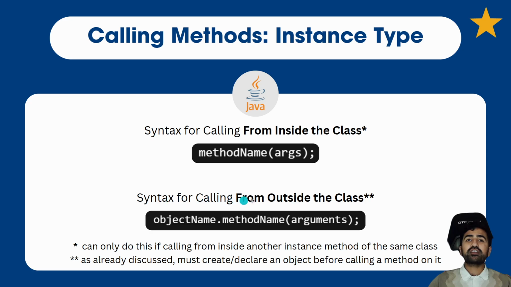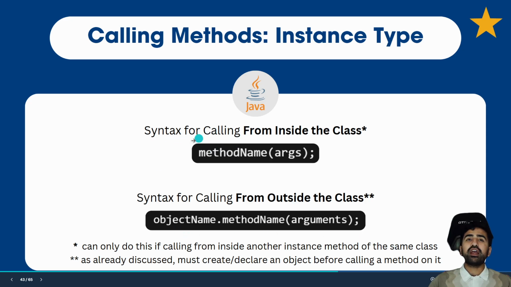And then there's the syntax for calling from outside the class. So this is the one we already learned. You need to create the object, and then you use its name, dot, then the method name, then you provide arguments if there are any. So as already discussed, you must create or declare an object before calling a method on it.